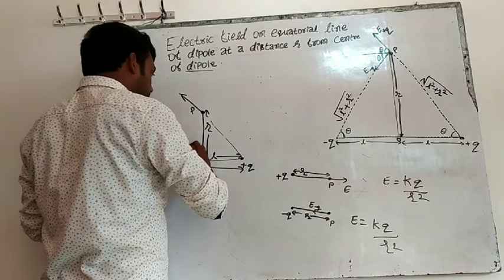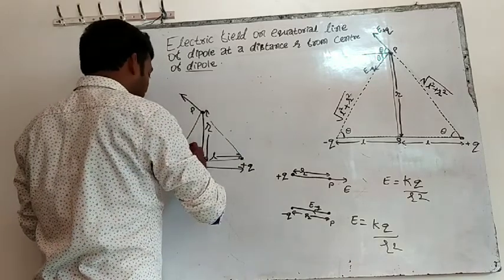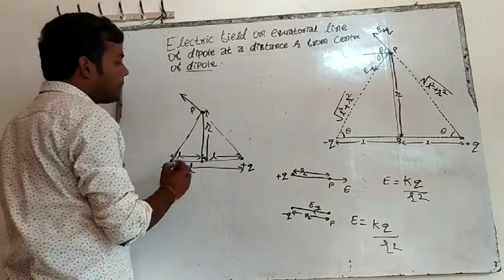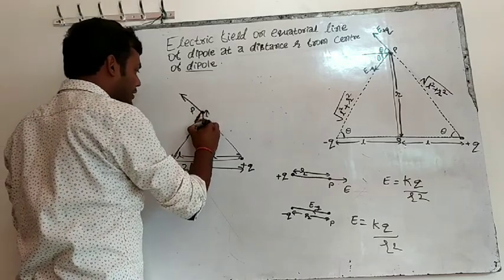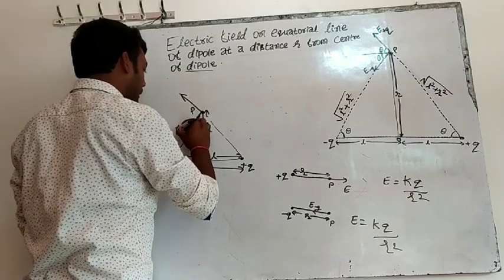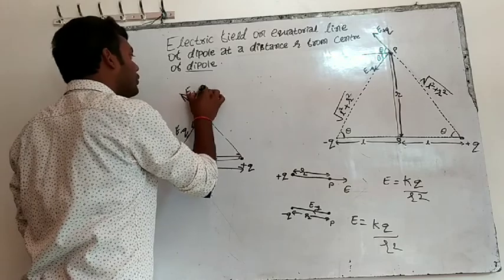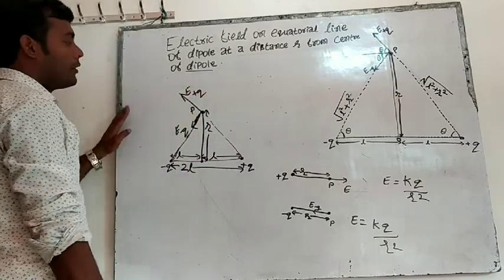This negative charge will also make electric field at point P, and what will be the direction? Towards the negative charge. So electric field due to minus Q will be this, and electric field due to plus Q will be this. Clear?